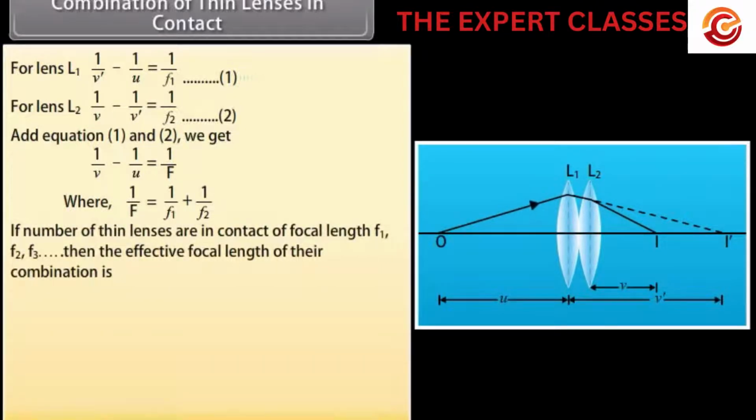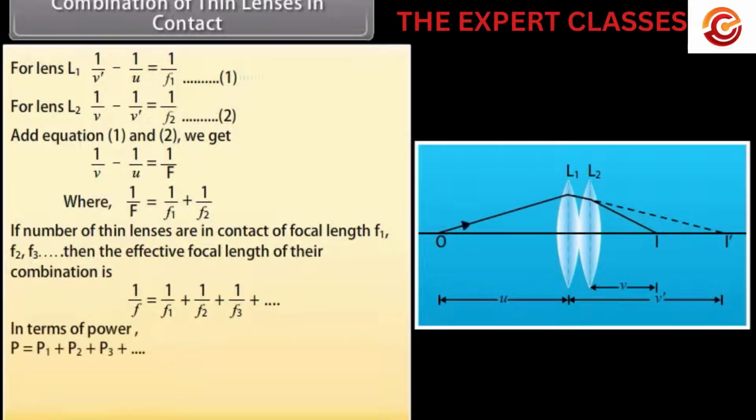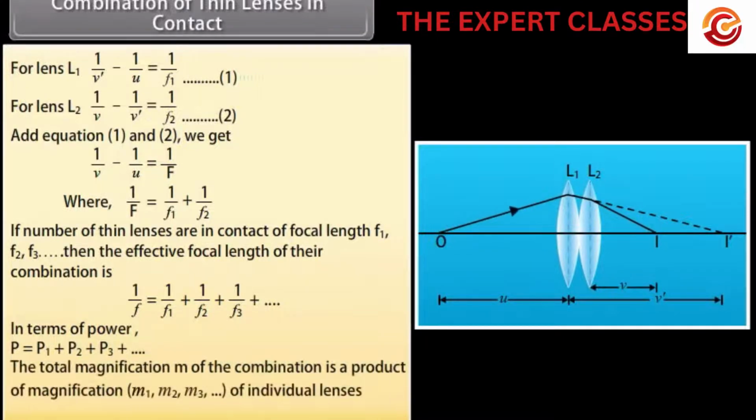If a number of thin lenses of focal lengths F1, F2, F3 are in contact, then the effective focal length of their combination is 1/F is equal to 1/F1 plus 1/F2 plus 1/F3 and so on. In terms of power, P is equal to P1 plus P2 plus P3 and so on. The total magnification M of the combination is a product of the magnifications M1, M2, M3 and so on of the individual lenses. M is equal to M1 times M2 times M3.